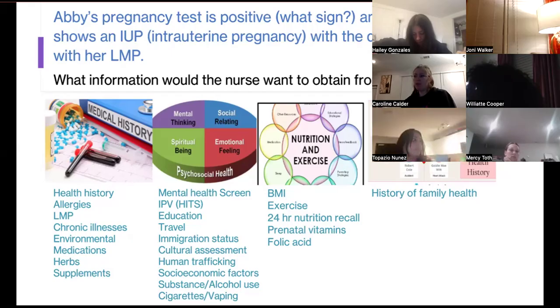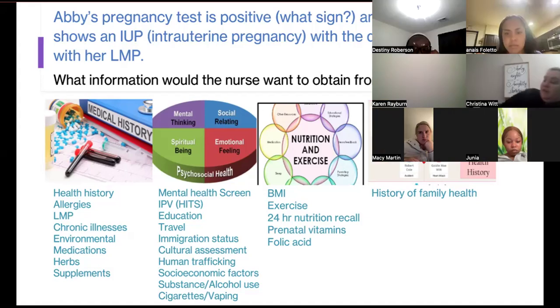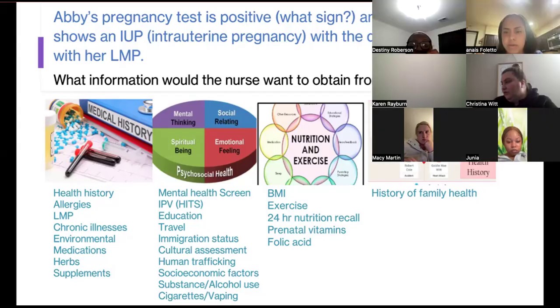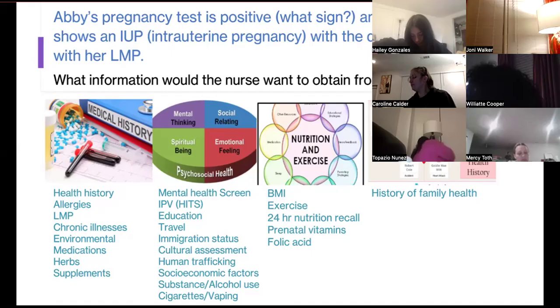So these are things that we want to know because even patients that have a lower BMI who may have eating disorders or who may just need to increase their daily caloric intake, these patients could potentially delay development of the fetus, could lead to intrauterine growth restriction, low birth weight babies. So lots of education as far as nutrition goes.